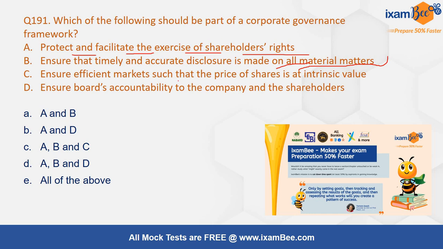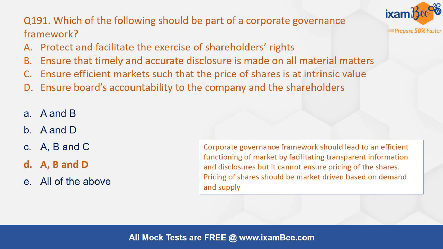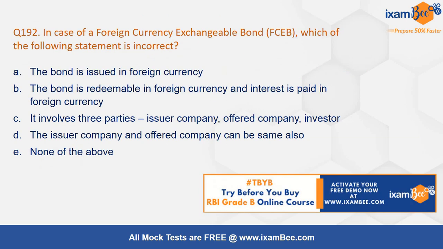Ensure efficient market such that the price of share is at intrinsic value. How can a company ensure the efficient market? So the market is not in the hands of a company which is responsible for the corporate governance. Ensure board's accountability to the company and the shareholders, of course. So A, B and D are correct. Transparent information and disclosure shall be there. Pricing of share is a market determined situation of demand and supply.